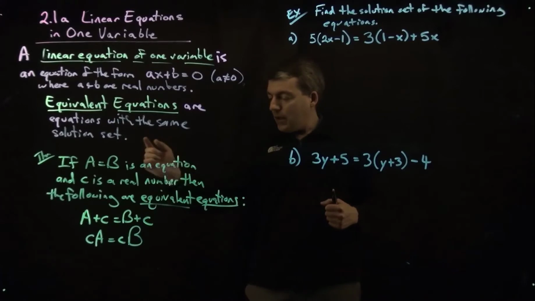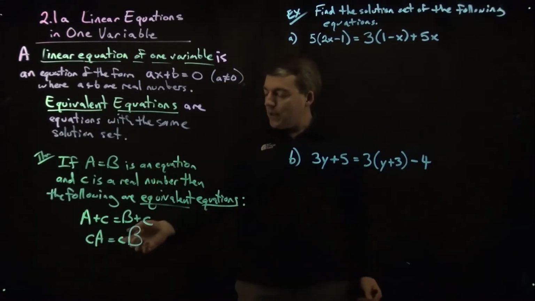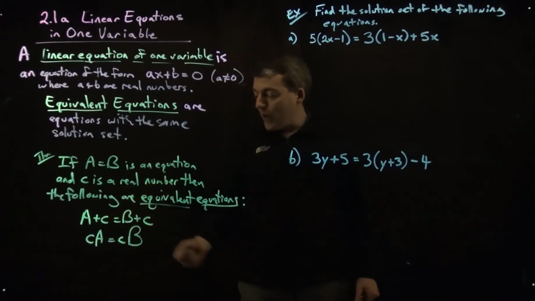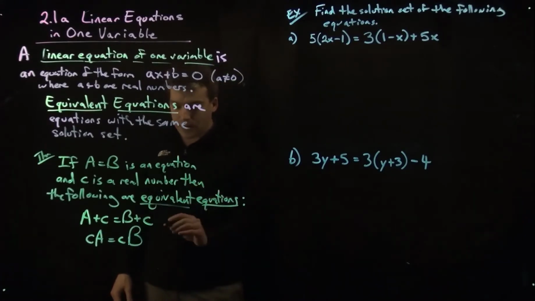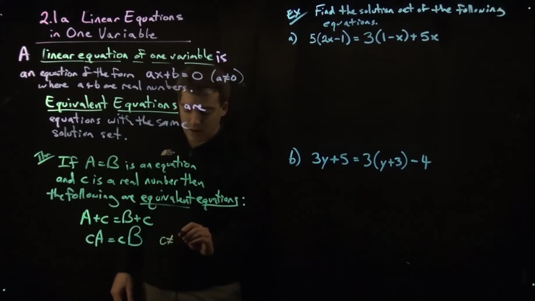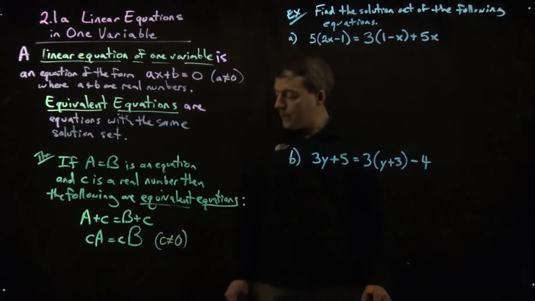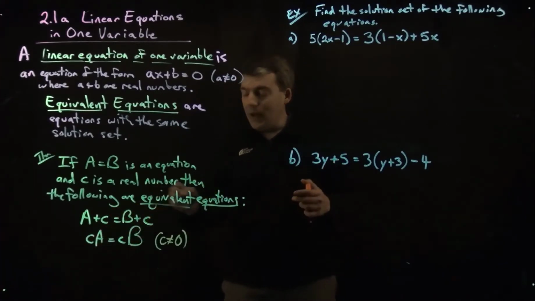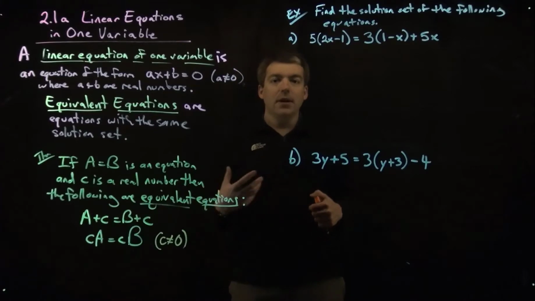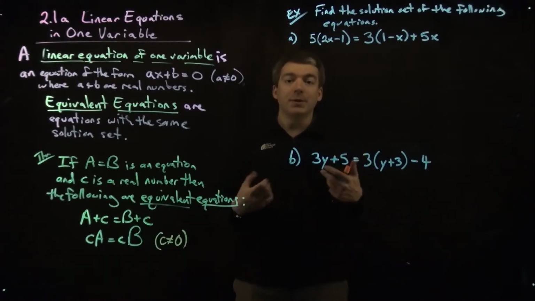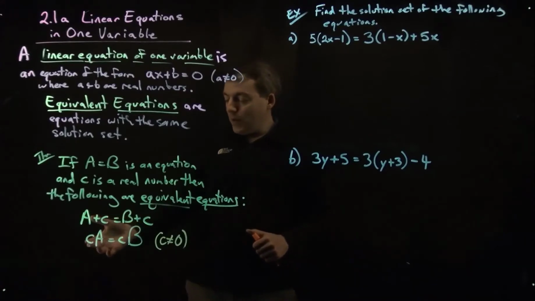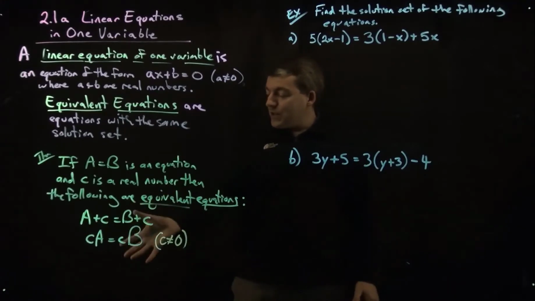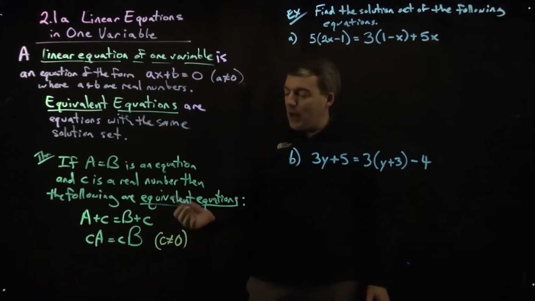Very useful. We can also multiply both sides of an equation by a number c, and that will also have the same solution set as long as c is non-zero. So we can multiply both sides of an equation by a number. This also allows us to divide, because we can always think of division as multiplying by a reciprocal. So if we wanted to say divide both sides by 2 here, we would think of the c as being 1/2. Right?